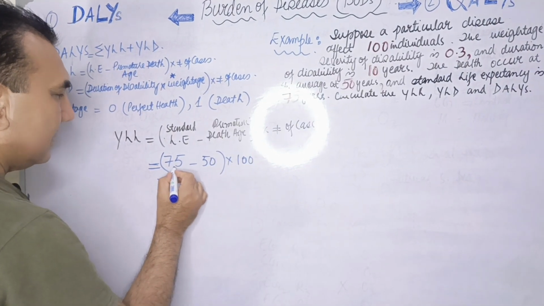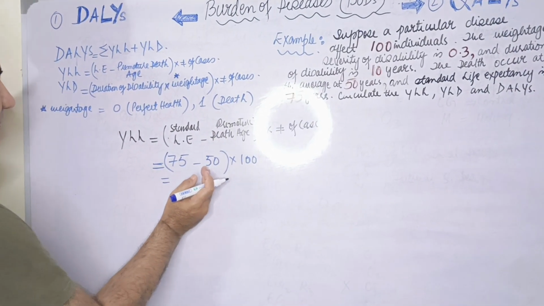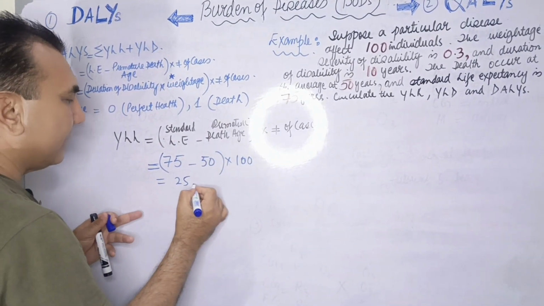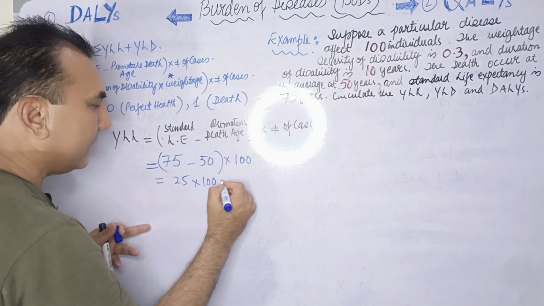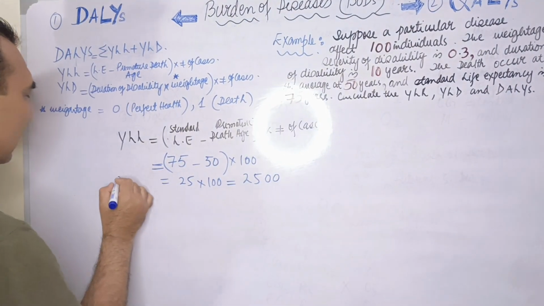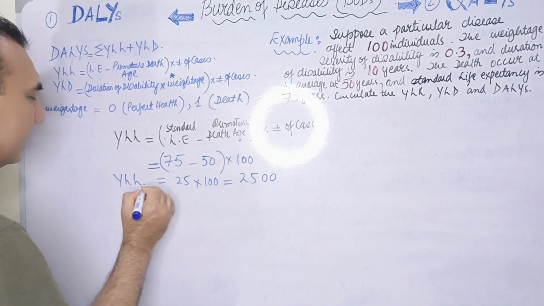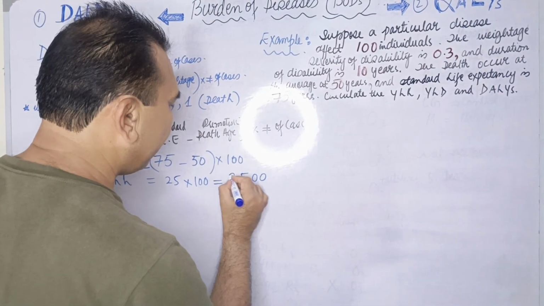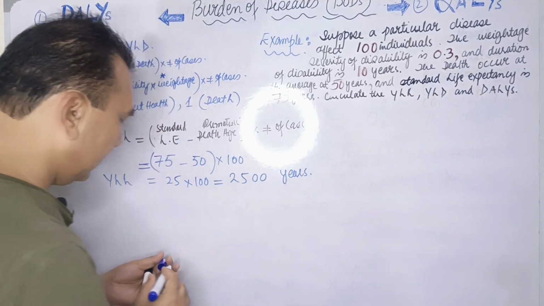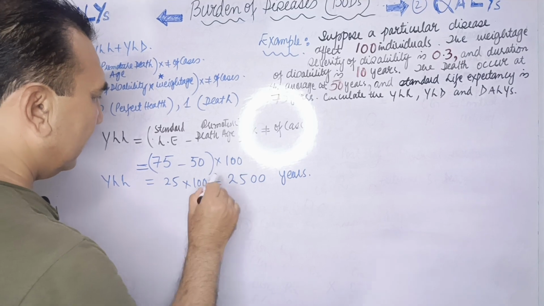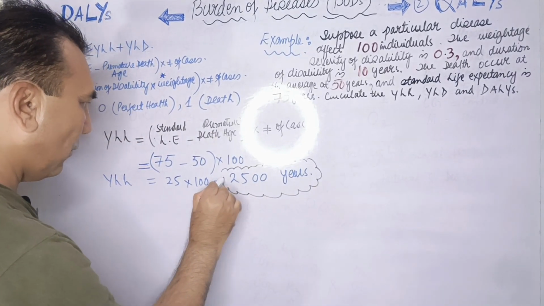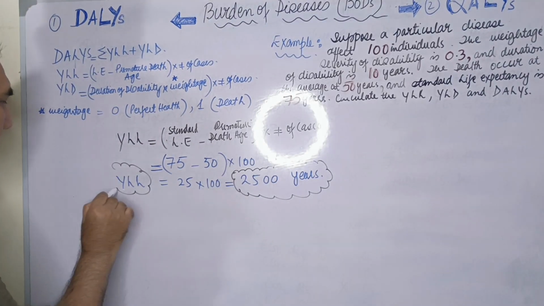When we subtract 50 from 75, we get 25. We multiply the 25 by the 100 cases. The total YLL, years of life lost, is 25 years. Okay, this is the answer of the YLL.